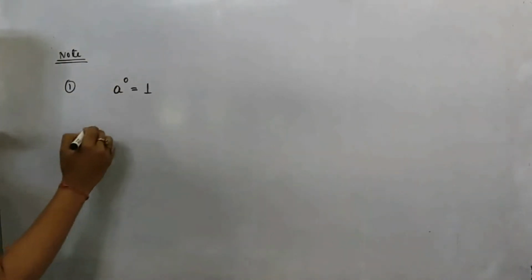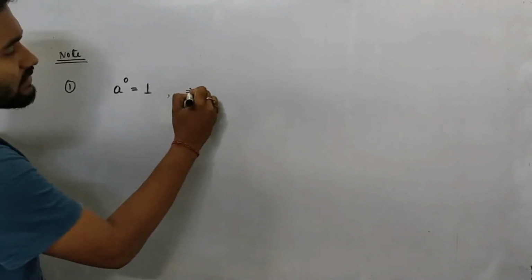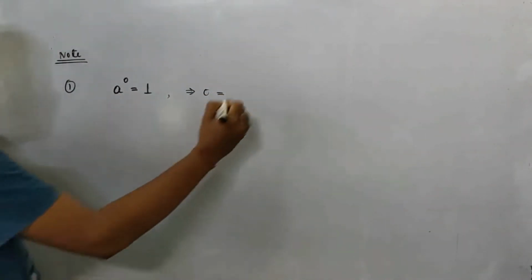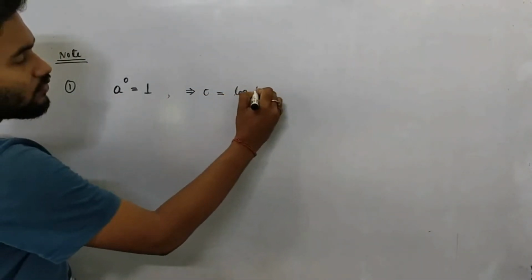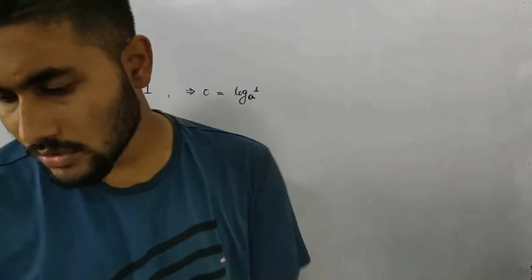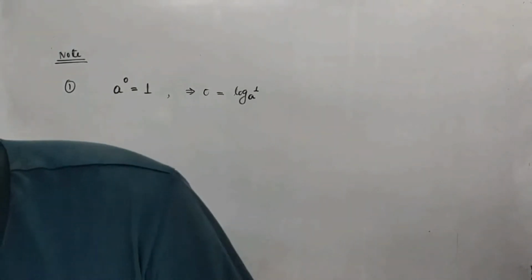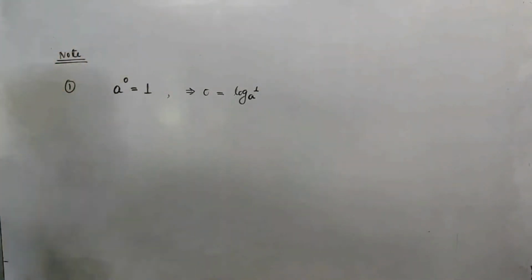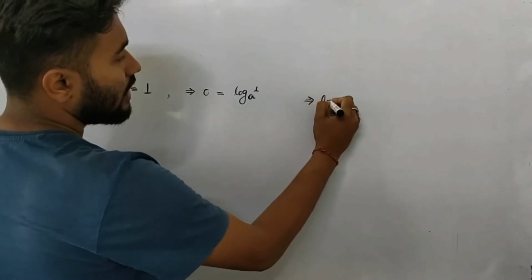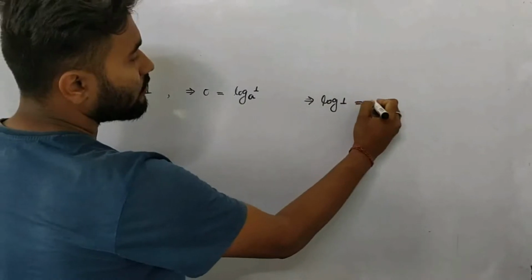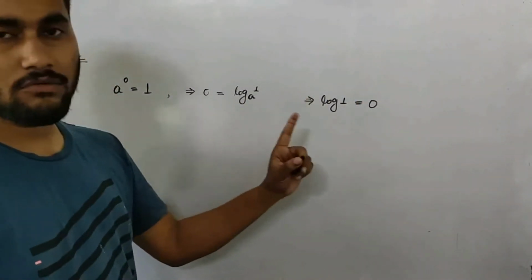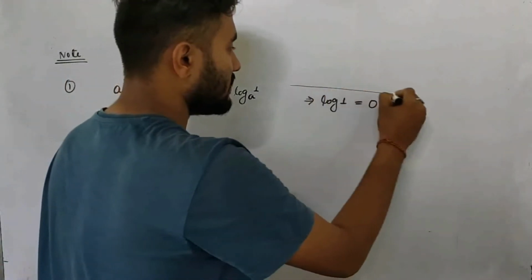Okay. So I can say a to the power 0 equals 1 implies, if this base goes that side, what will happen? Log 1 to the base a, equals 0. Understood? So from here, remember, I can say log of 1 is equal to what? 0. Remember, log of 1 is equal to 0. This is important.